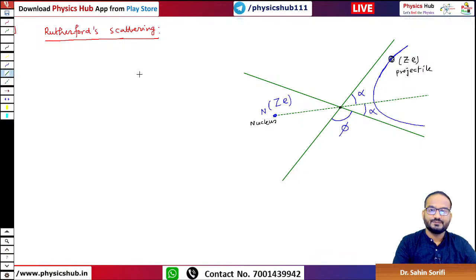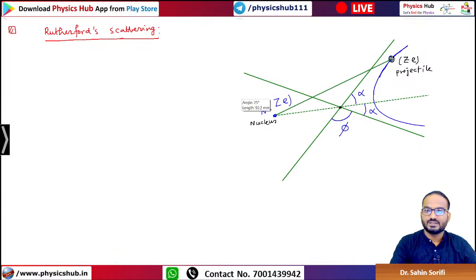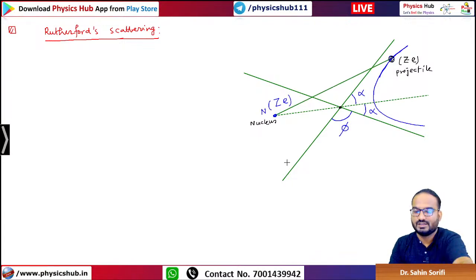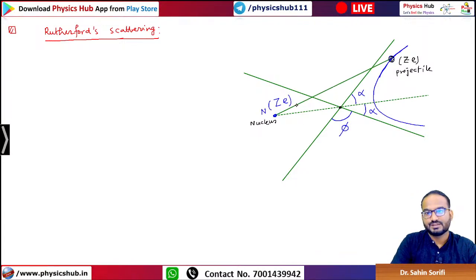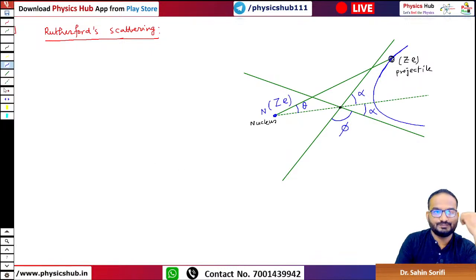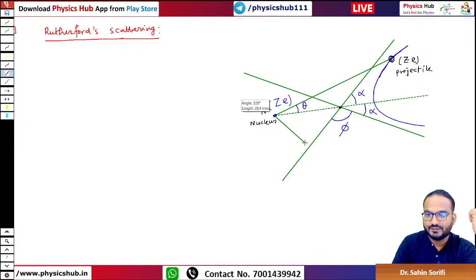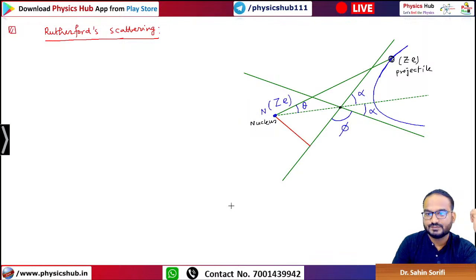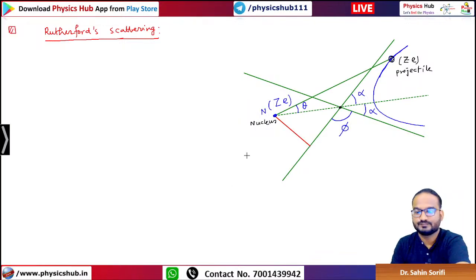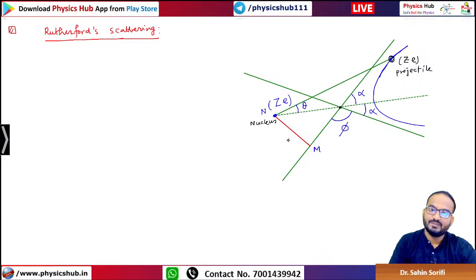Now if we join the nucleus with the projectile, this angle is, let's say, theta. And you know it very well that the perpendicular made on the incident direction is known as the impact parameter. So the impact parameter we are denoting by P.